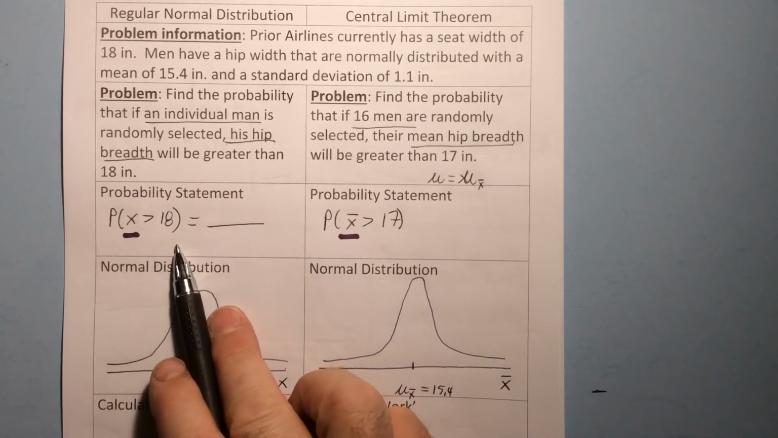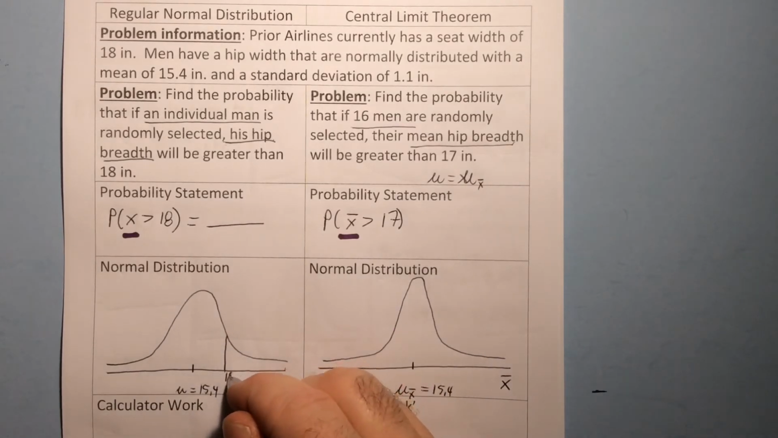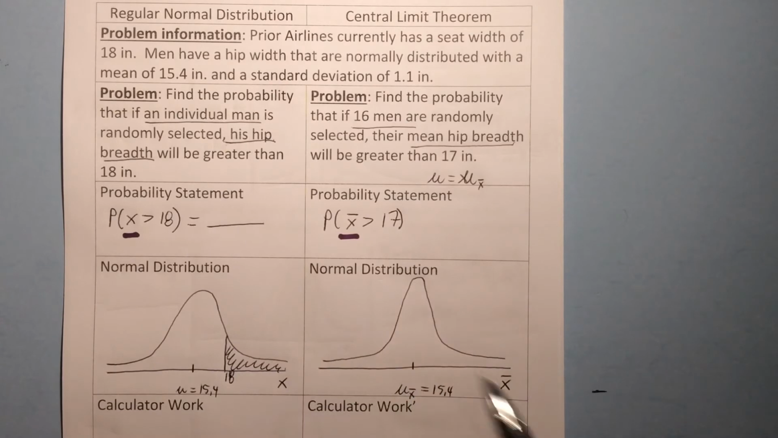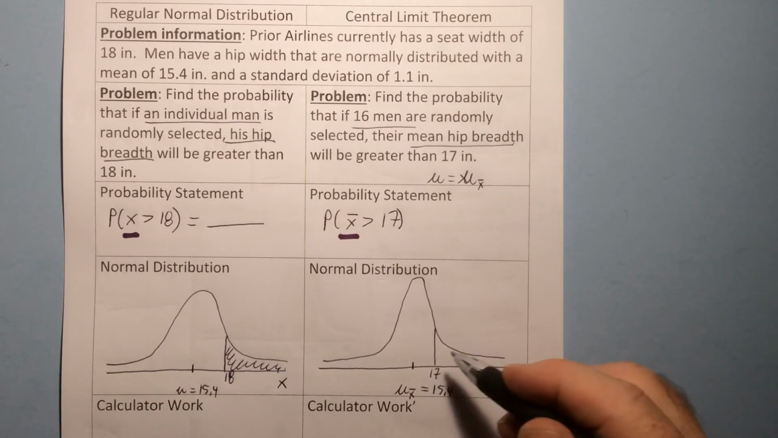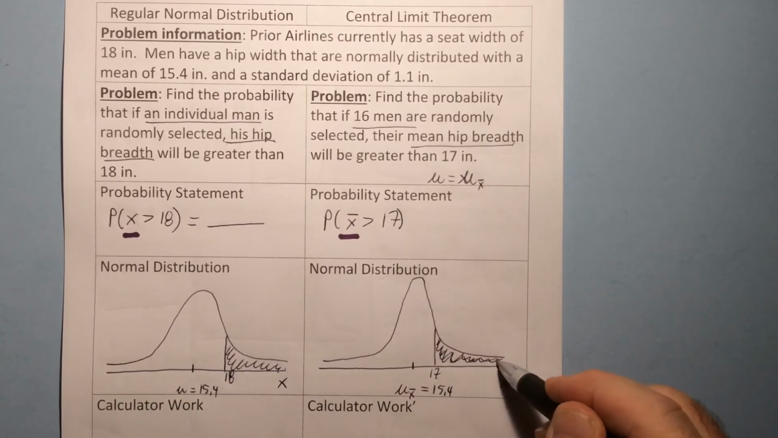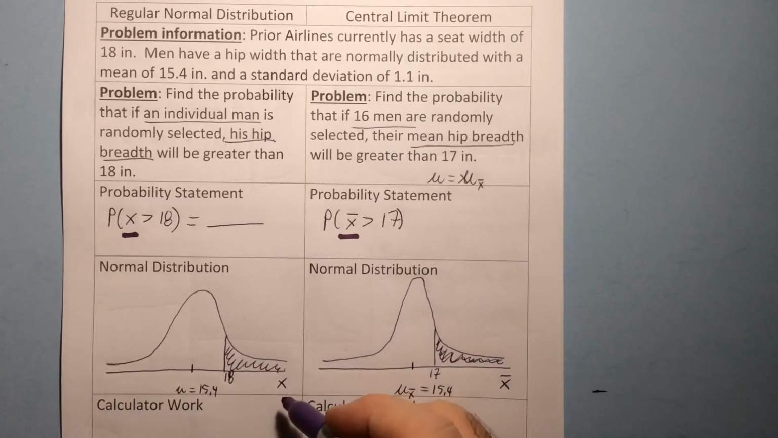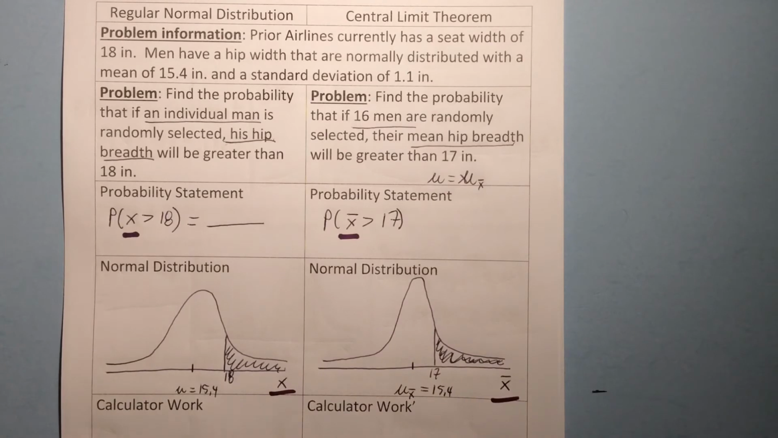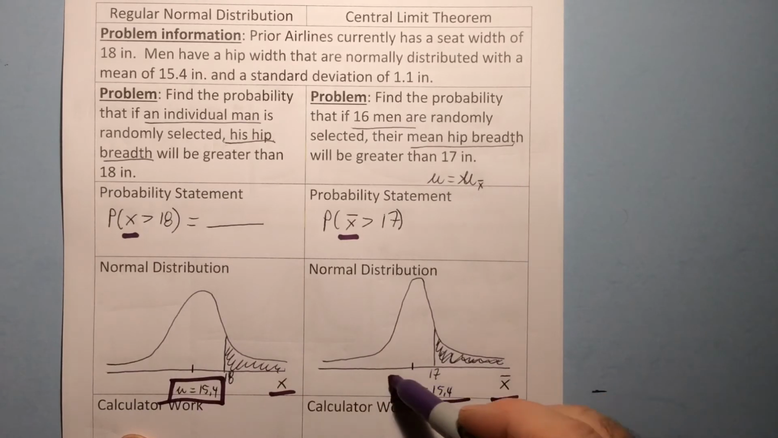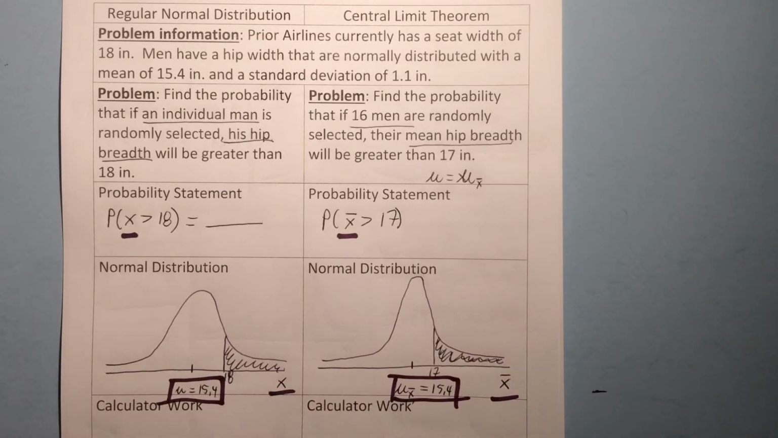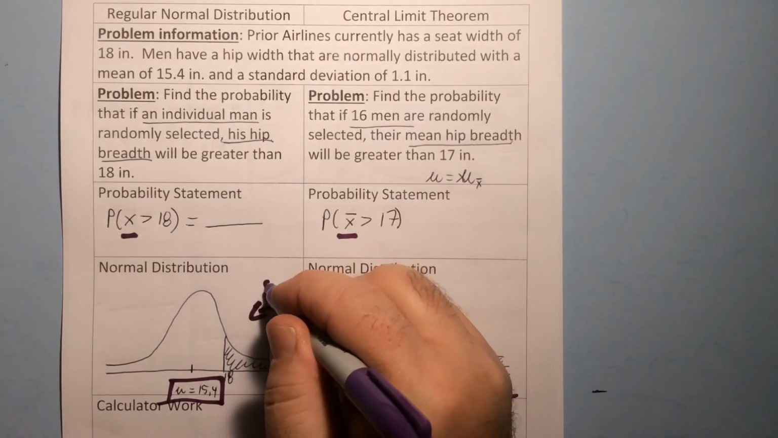Here we want to know the probability that x is greater than 18, so we're going to put 18 here. Here we want to know the probability that x bar is greater than 17, so we're going to put 17 here. So we have the proper shading there. Okay, what are our differences? The first difference is how we label the horizontal axis. The second difference is how we illustrate the center or the mean of the graph, how we show that work specifically. And the third difference is in the shape of the bell curves.